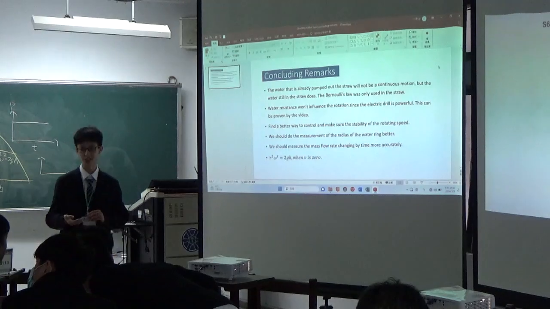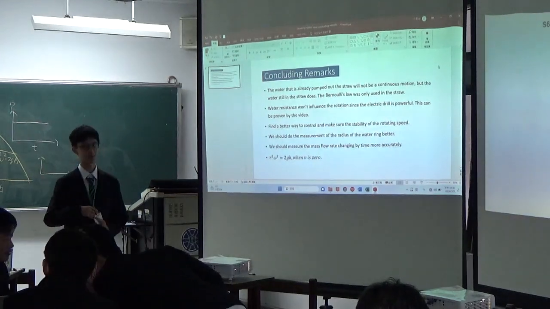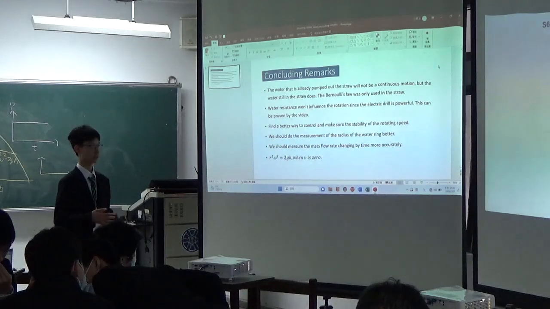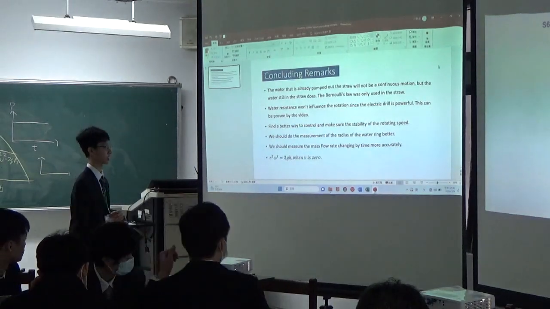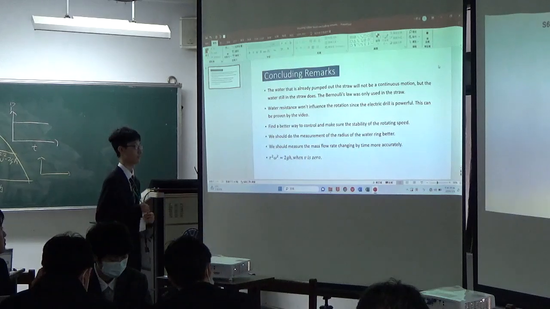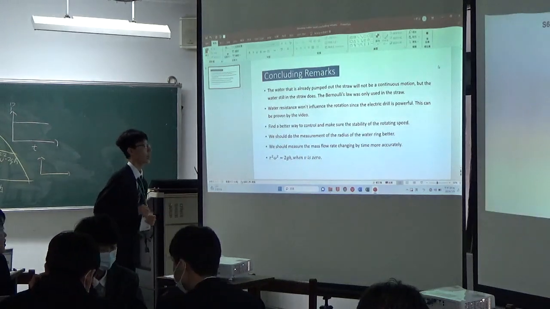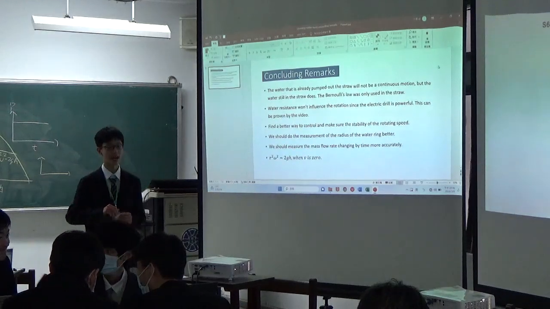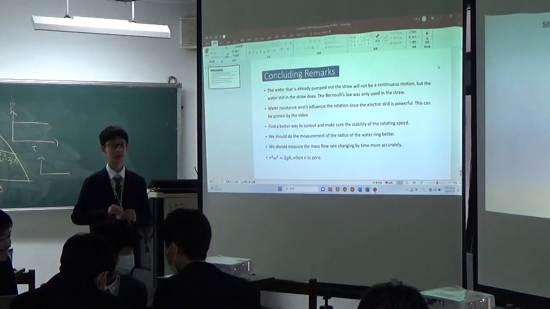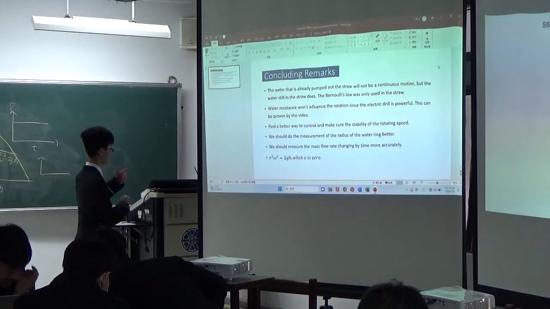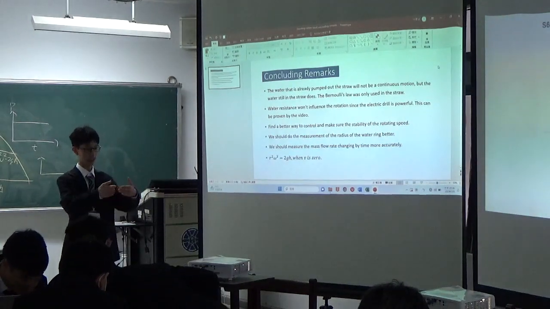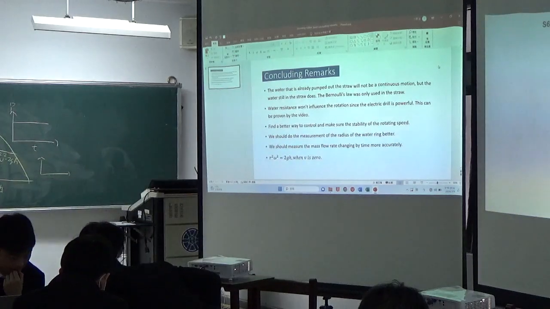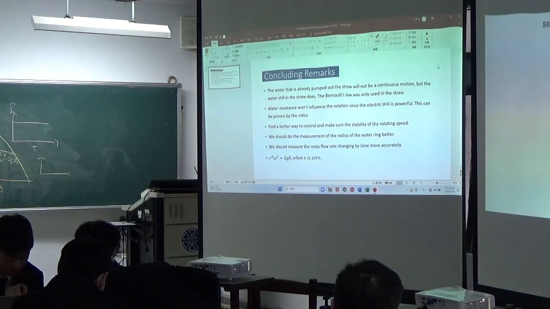The electrical field is strong. However, this will influence a little. So we need to decrease the error. So we need to find a better way to control. And we should do the measurement of the radius of the water ring better by measuring more times and taking the average of the inside ring, the inner radius and outer radius.